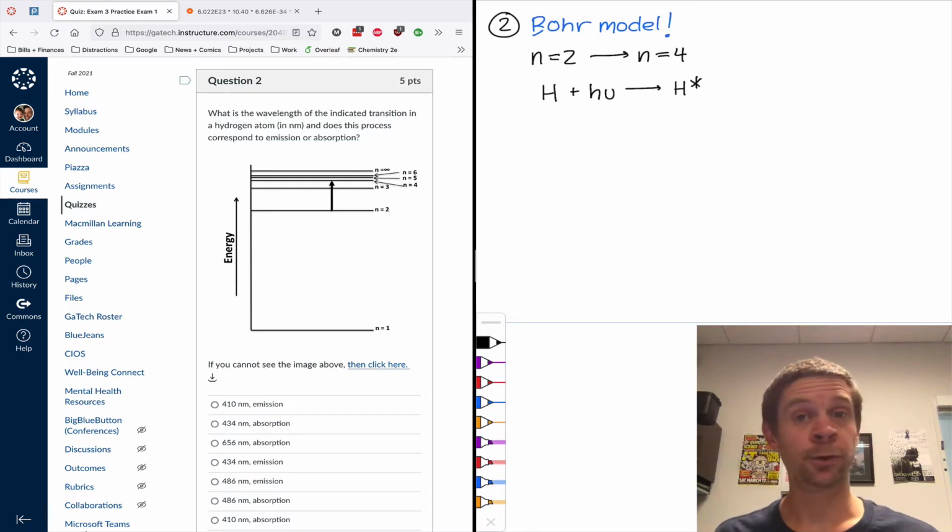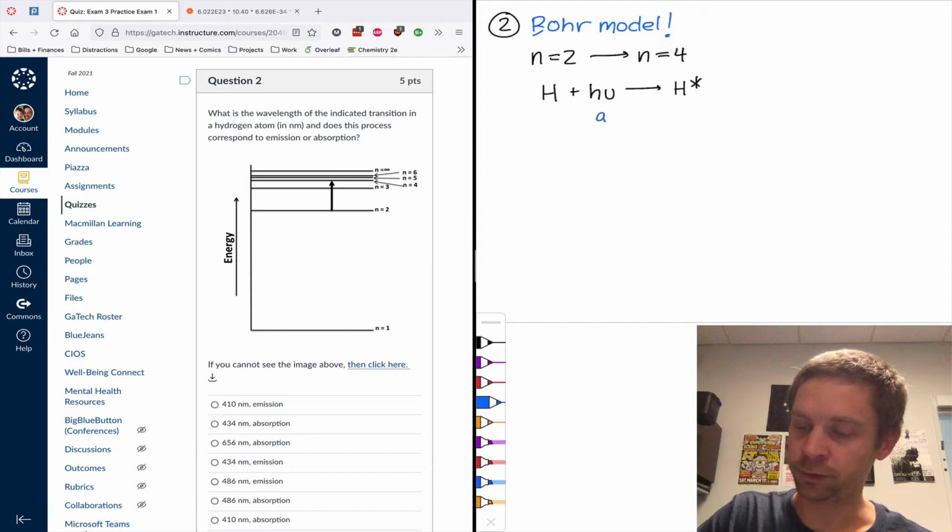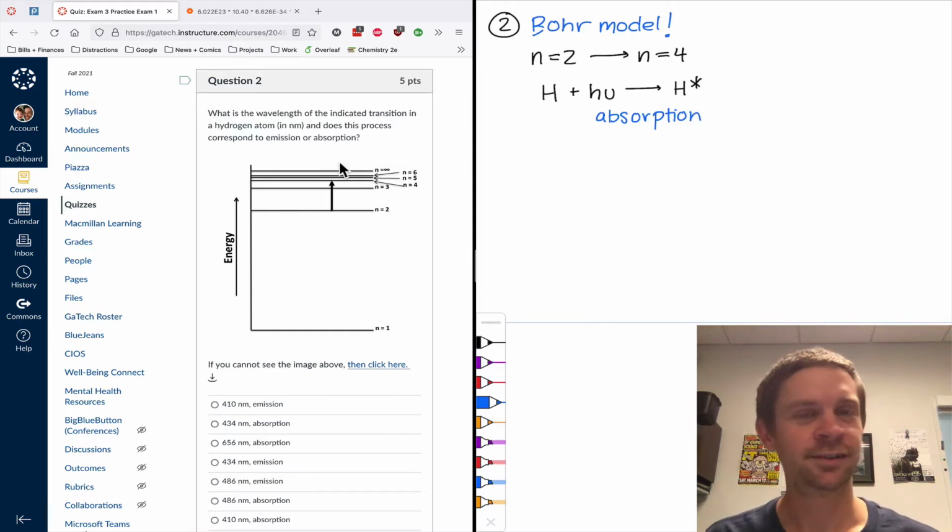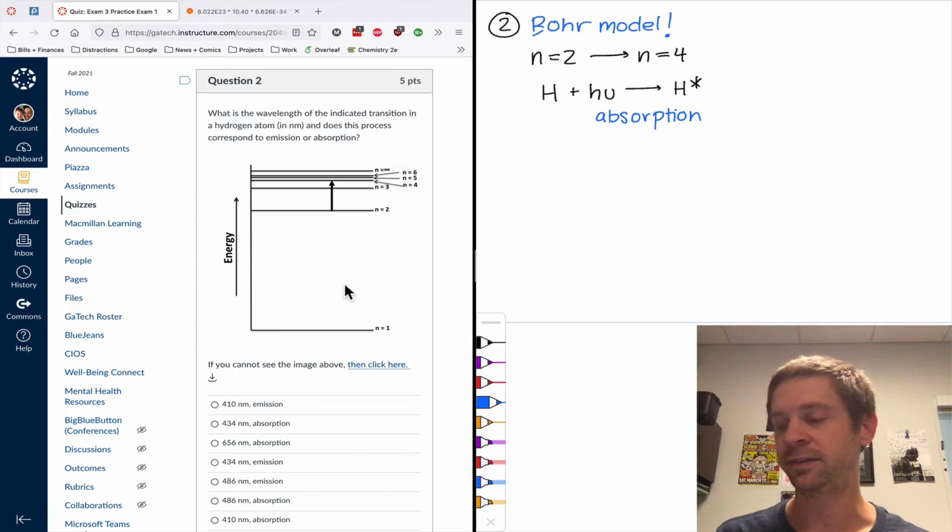And what happened to the photon? Well, it disappeared because it was absorbed by the hydrogen atom. This is absorption. And I know that because the transition is upward in energy. The photon is absorbed, and this is what provides the energy for the transition from n equals 2 to n equals 4. This is what allows us to bridge this gap.